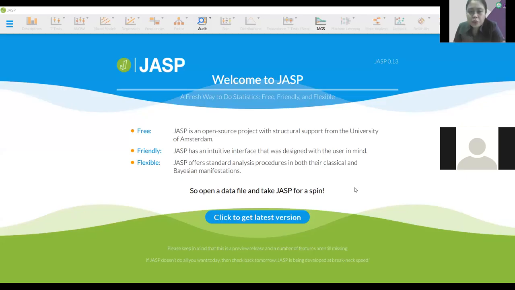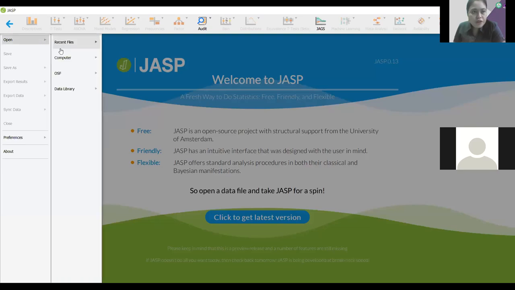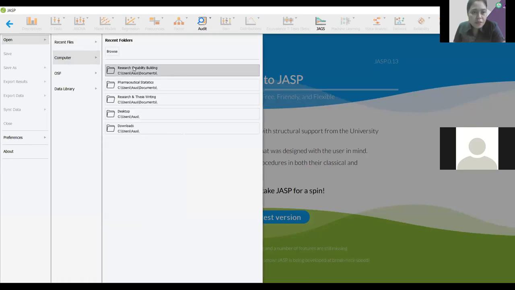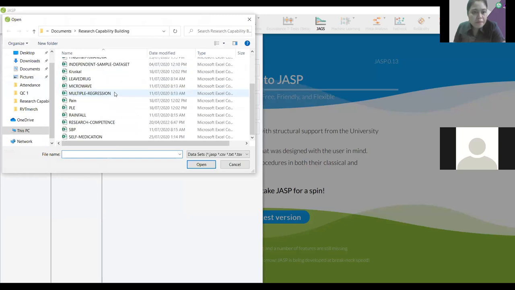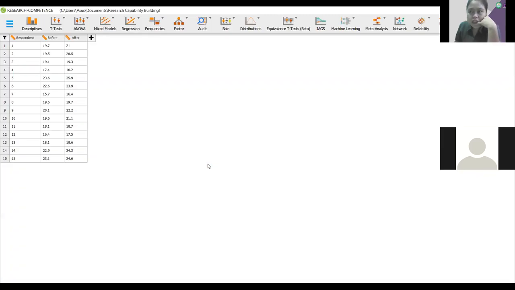Now moving on to our JASP software. This is how you are going to do the paired t-test. So always start here on the upper left corner and then look for your file. I placed that one under research capability building and it was named research competence. So take note, the only file it sees is the comma delimited or CSV format. So open that and then automatically all the data will be imported.